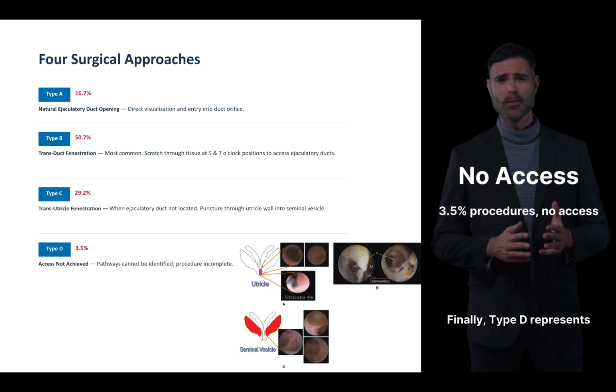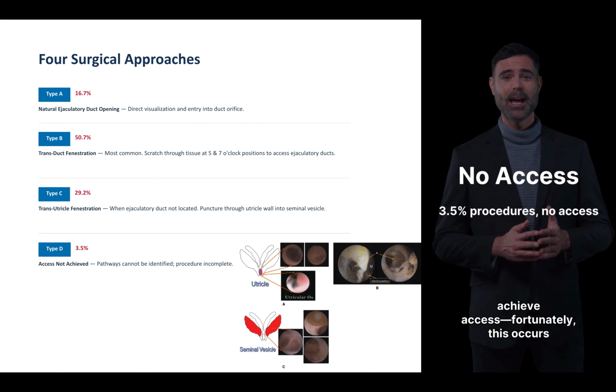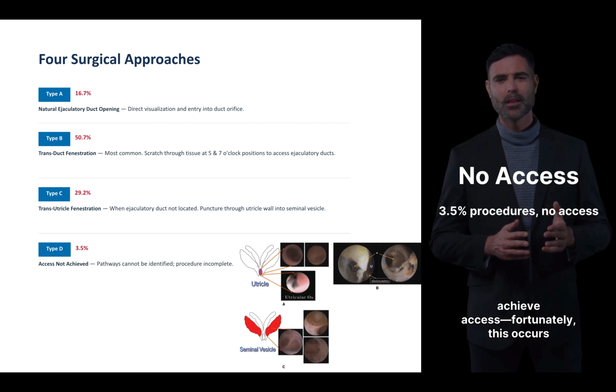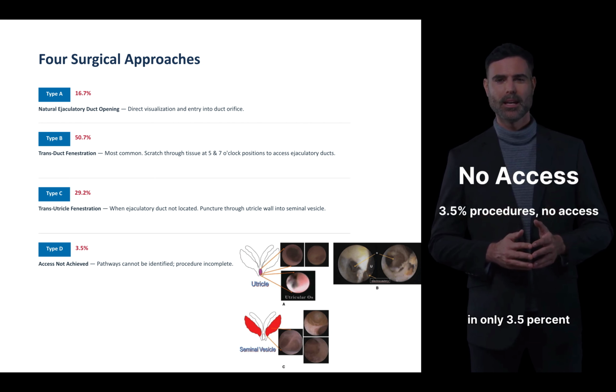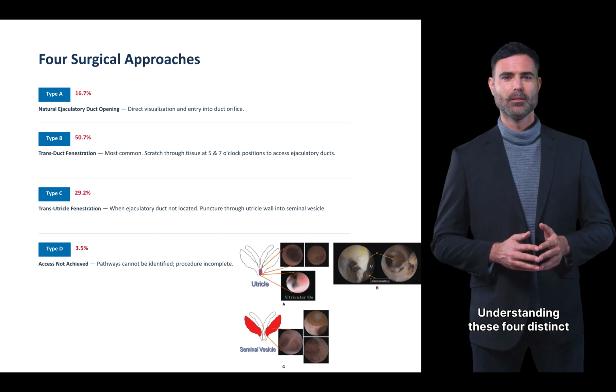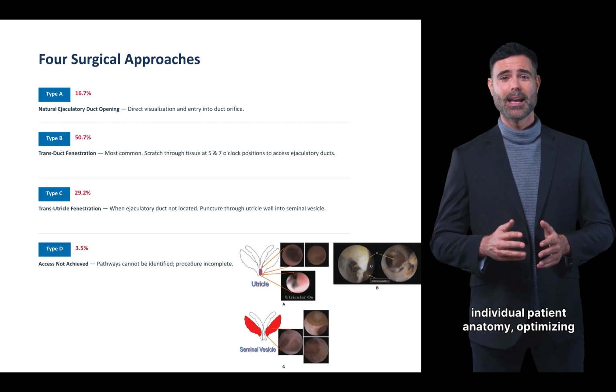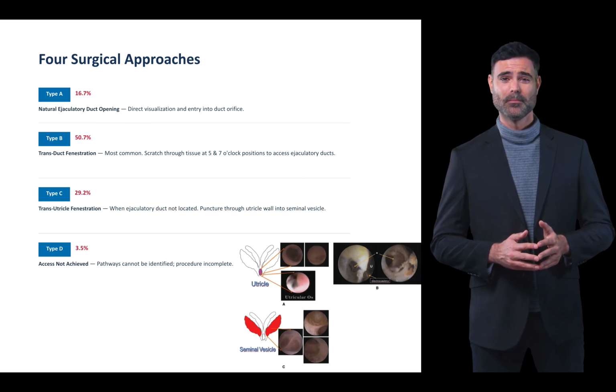Finally, Type D represents cases where we cannot achieve access. Fortunately, this occurs in only 3.5% of procedures. Understanding these 4 distinct approaches allows us to adapt our technique to individual patient anatomy, optimizing outcomes.